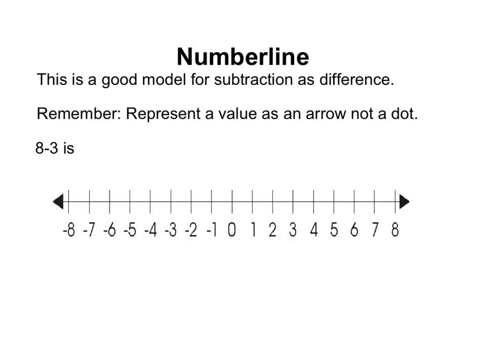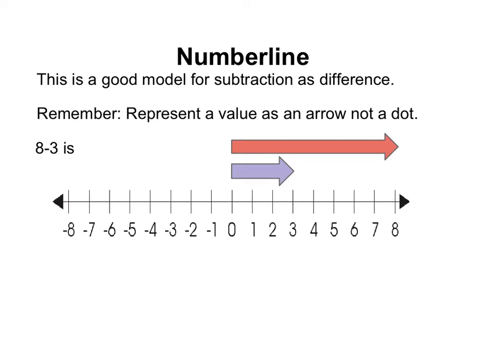Now a number line. This is another nice model for subtraction. This can show subtraction as difference. So here I'm going to do 8 minus 3. I have my number line already set up. And again, I'm going to represent my numbers with arrows, not dots. So this red arrow represents 8 because it has a length of 8. The purple arrow represents 3 because it has a length of 3.